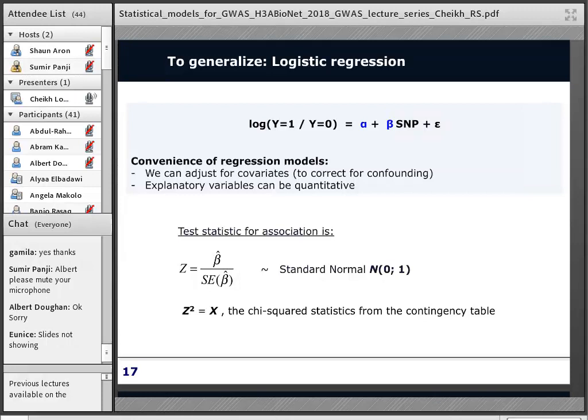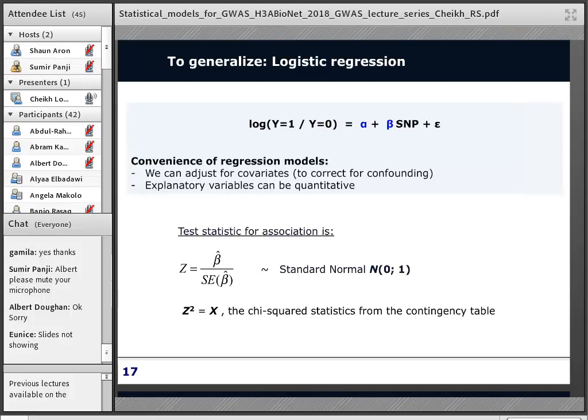And here, for example, the logistic model is the log of the probability to have y equal 1 divided by the probability to have y equal 0, given that 1 is disease and 0 is not disease, equal to alpha plus the effect of the SNP, beta times the SNP, plus some noise, epsilon. And here the estimation of the effect of the SNP, beta, if you take it and divide it by the standard error of the estimate, this gives you the z value, which is distributed as a standard normal N(0,1). And if you take the square of z, it's equal to the chi-square statistic that we had from the contingency table.